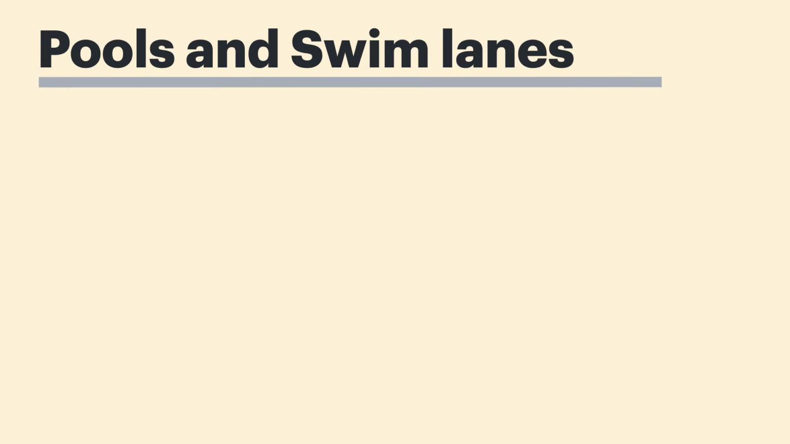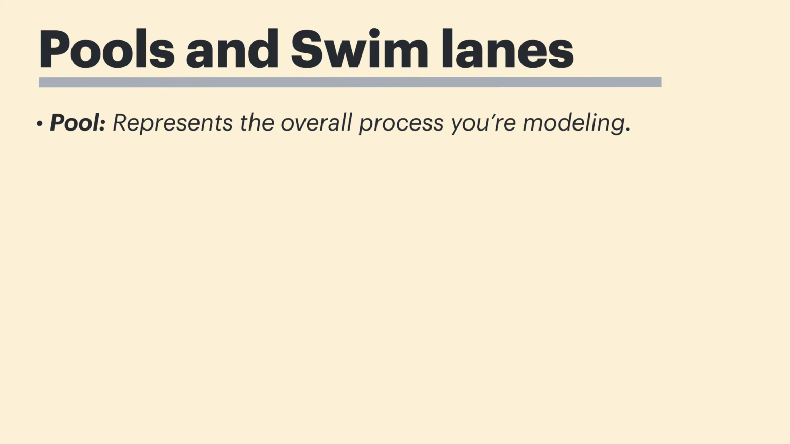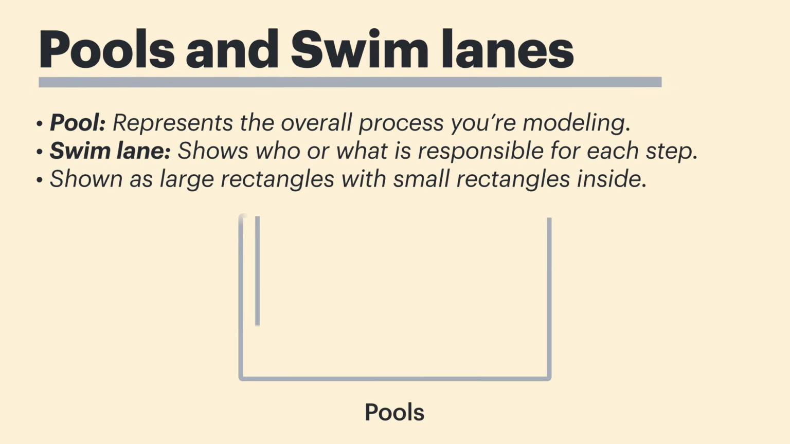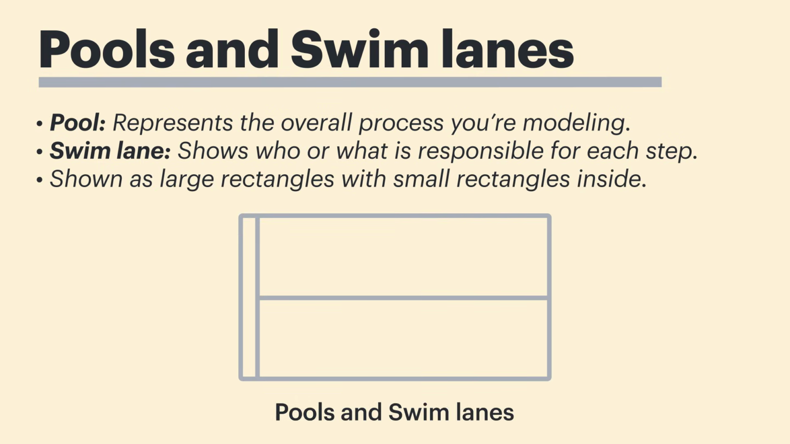Now that we've covered process flows, steps, and decisions, there's one more piece that truly unlocks the business value of BPMN, and that's pools and swim lanes. Pools and swim lanes are essential for accountability and organizational clarity. They move your diagram from a nice picture to a tool for improvement. In basic BPMN, a pool represents the overall process you're modeling. It contains all your process elements. A swim lane is a subdivision of a pool that shows who or what is responsible for each step. In a diagram, a pool is a large rectangle, and the lanes inside are smaller rectangles.